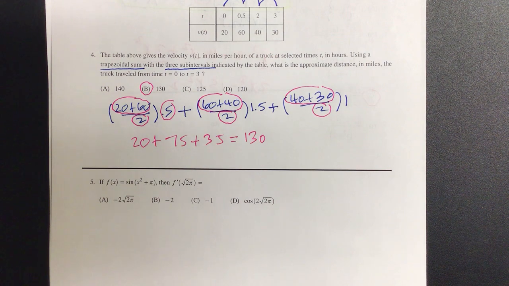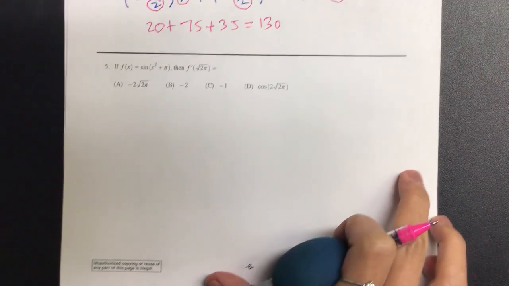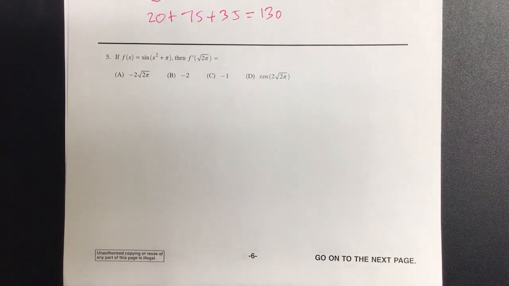All right, our last one. All right, I'm ready for the last one. Caitlin, let's read number 5.